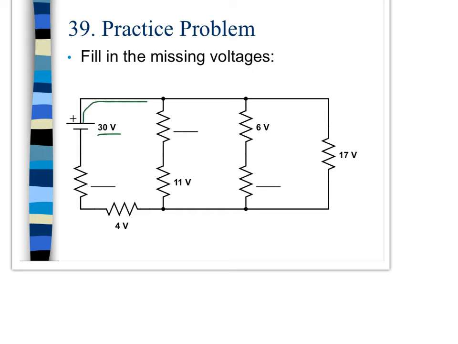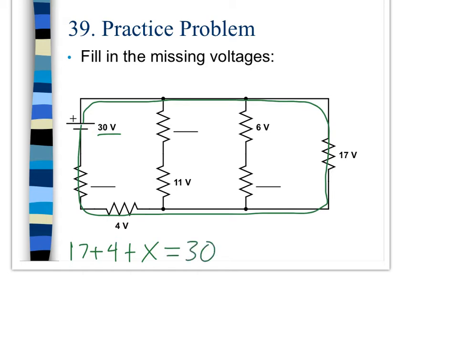So I'm going to start with a loop that goes all the way around the outside. I'm going to go in a clockwise direction, but if you did counterclockwise, that would work as well. What we're going to have here is we hit 17 volts, plus we hit a 4 volt resistor, plus we hit a blank resistor, which I'll just call X. So there's 17, 4, and then X, and that must add up to 30. So in order for that to be true, we must have 9 volts across this resistor. Right? 17 plus 4 plus 9 gives us 30.